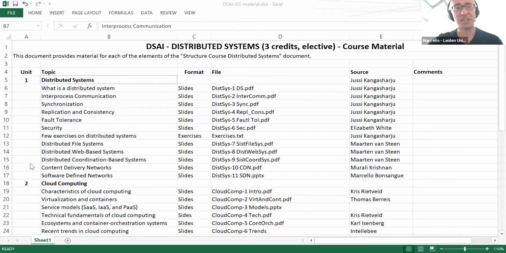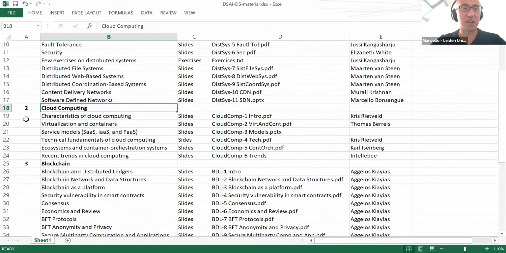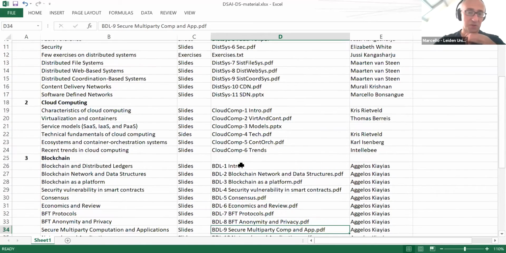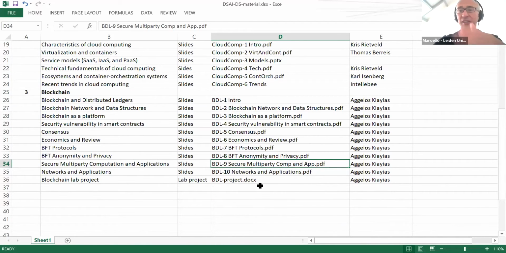As I said, we divided the course, as we decided in Leiden, for the distributed system, which is an elective course. We divided the course into 3 parts, 3 main units. One is distributed systems in general, another is cloud computing, and another is blockchain. The idea was also to have some lab together with a session on presentation and teaching. And the labs were only about blockchain.